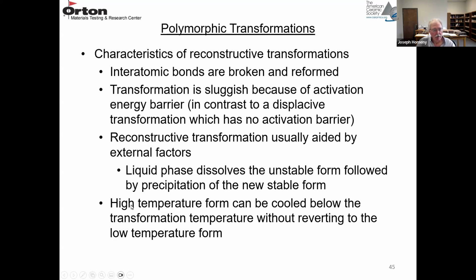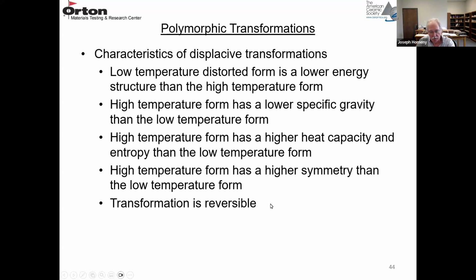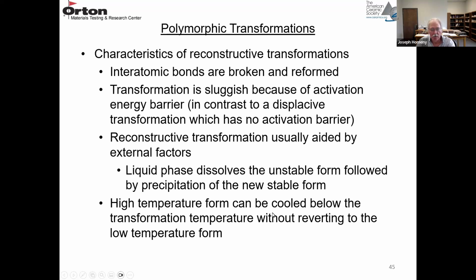And the thing about reconstructive transformations, the high temperature form can be cooled below the transformation temperature without reverting to the low temperature form. Whereas in a displacive transformation, the important thing here, the transformation is reversible. It's not necessarily reversible in a reconstructive transformation. So if we form cristobalite by adding a liquid phase through a lime mineralizer, the cristobalite, when you cool it down, will remain as cristobalite in a metastable form.